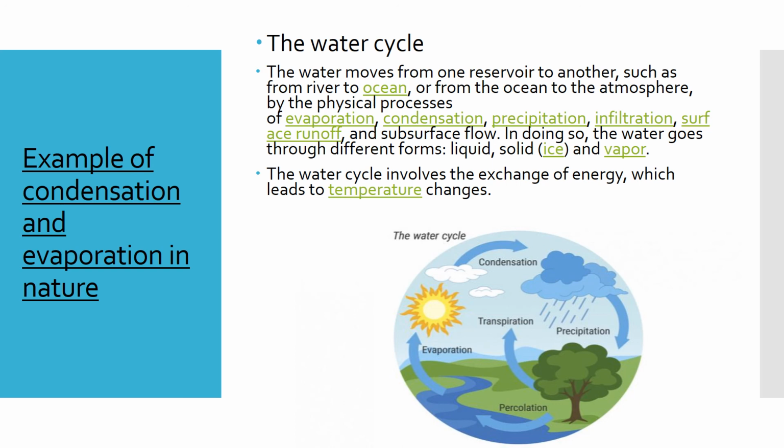The water cycle involves the exchange of energy, which leads to temperature changes. You can see in the diagram very easily how the processes of evaporation, condensation, perspiration, and transpiration form a cycle structure, which is known as the water cycle.